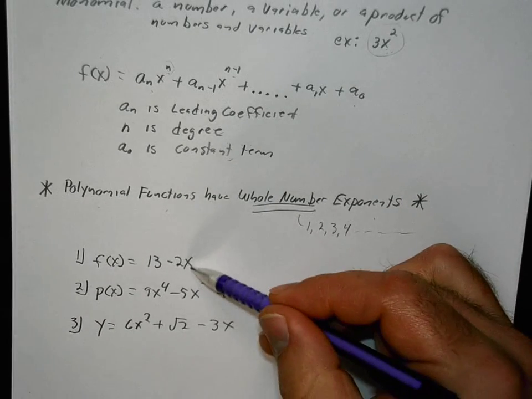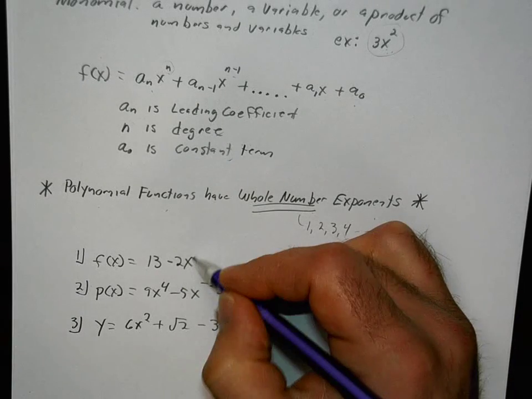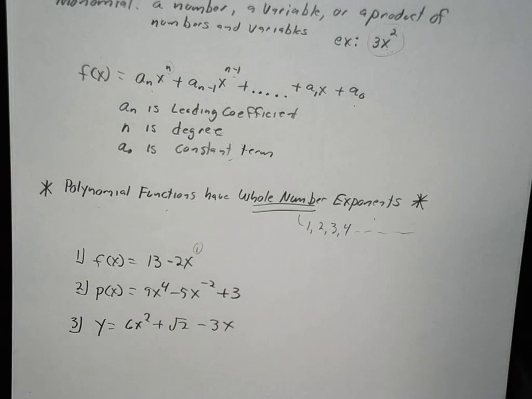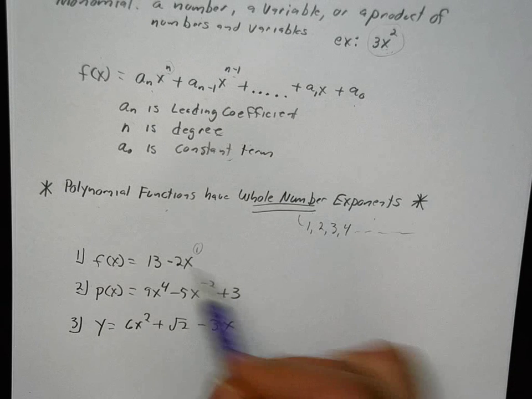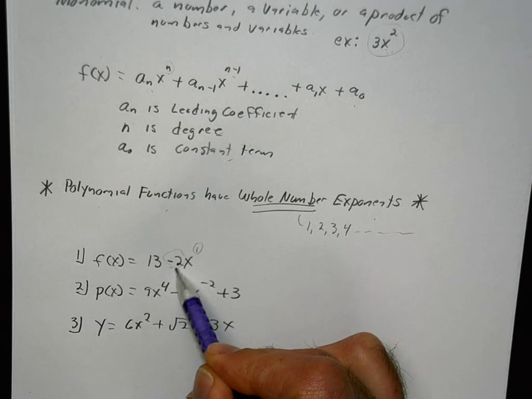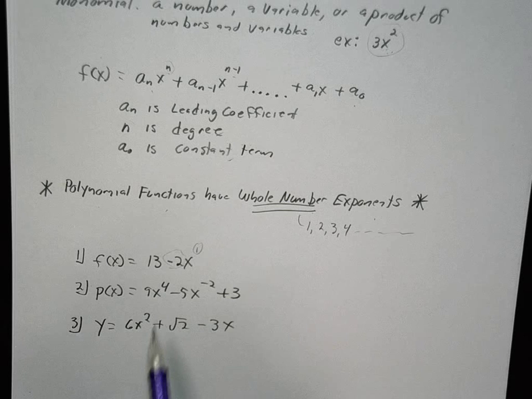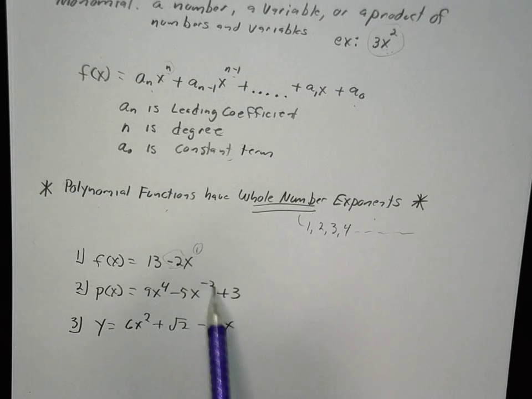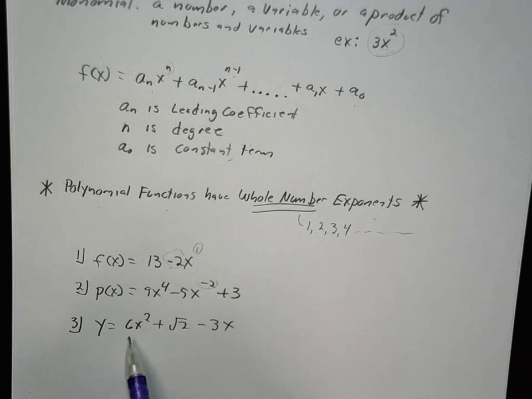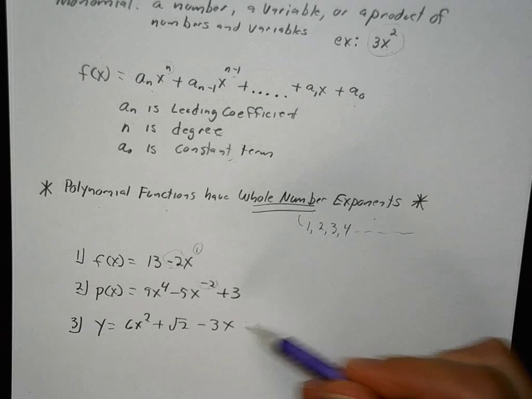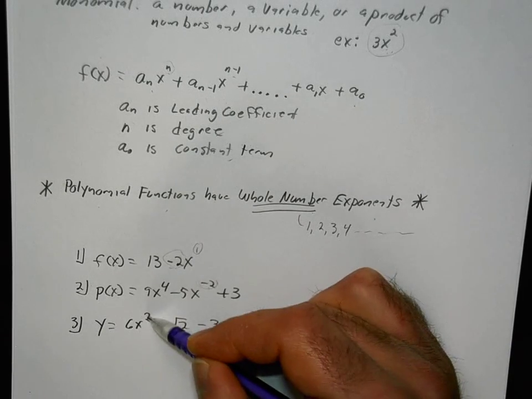Okay, so looking at the first one, the degree is 1 because the biggest exponent is 1. The leading coefficient is -2. Second one, this one is not a polynomial function because of the negative exponent. Third one, this one is a polynomial function because it has whole number exponents.